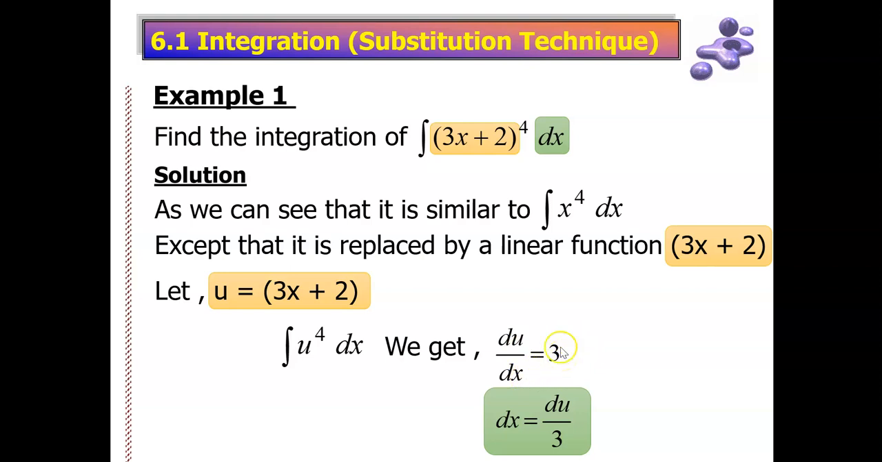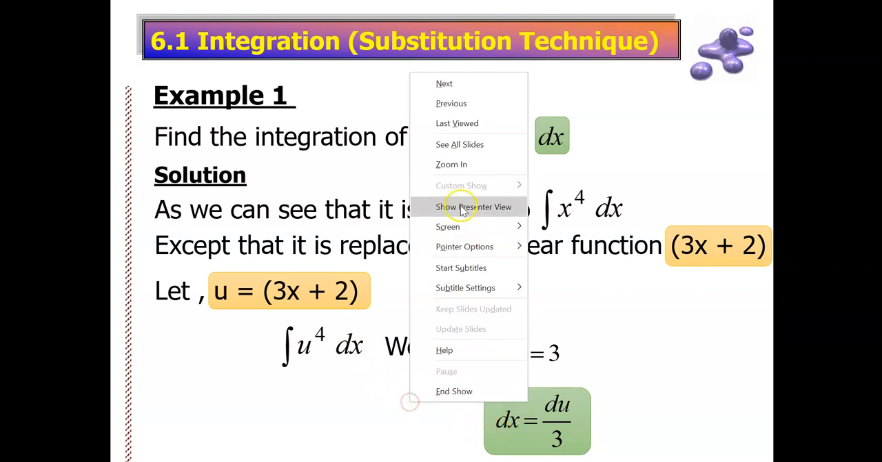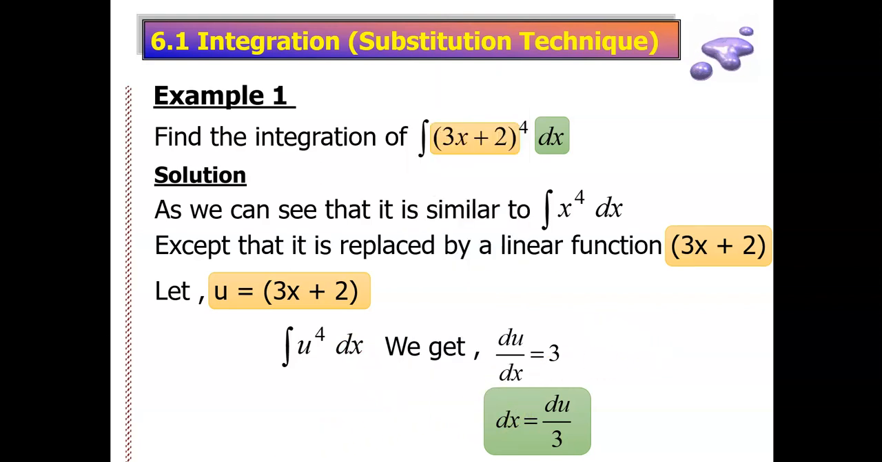But now, since we have this form, we don't want the du, we only want the dx. So the dx over here, you're going to bring this dx to this side and the 3 to this side. So you have dx equal to du over 3. Why do I do this? It's because you're going to substitute this dx into the dx in the integral. The dx over here, you're going to substitute it with this.